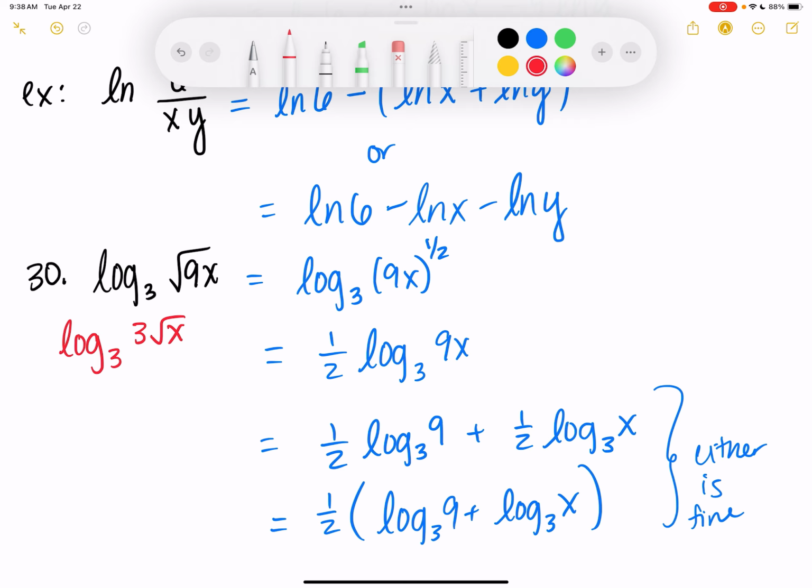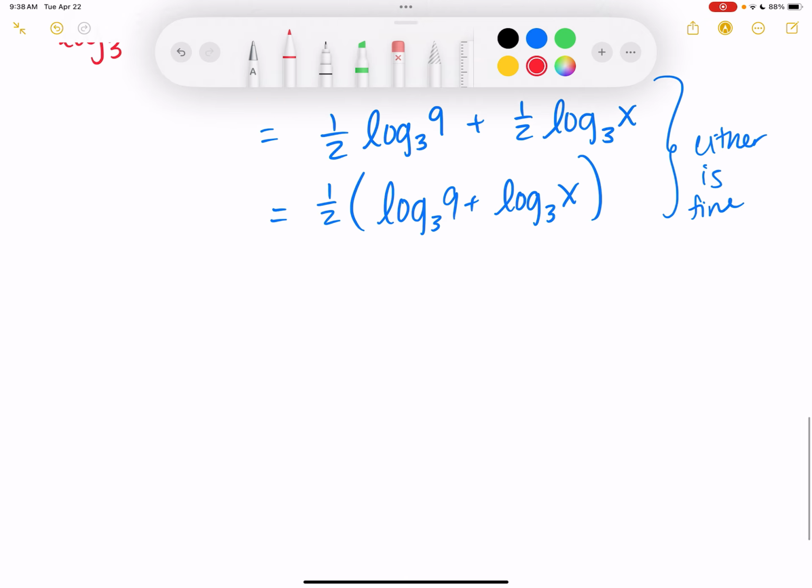So, anyways, there's that. All right, any questions about expanding? No. All right, so then we're going to get into condensing.